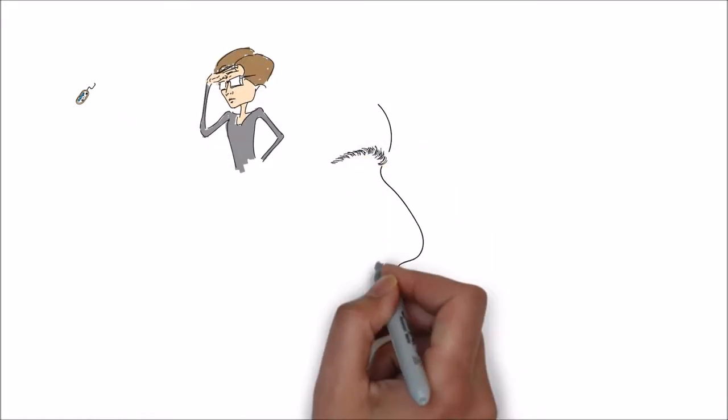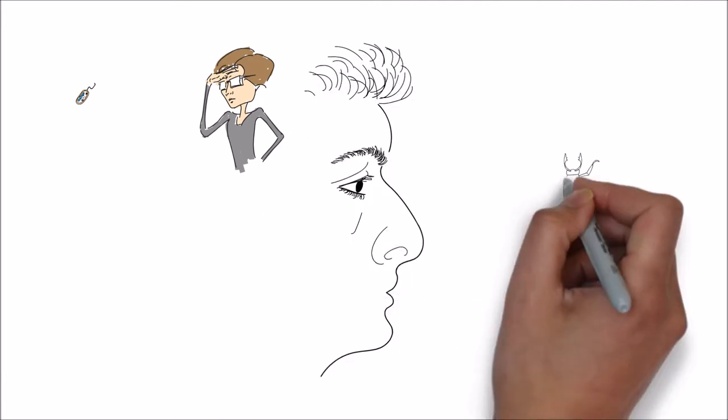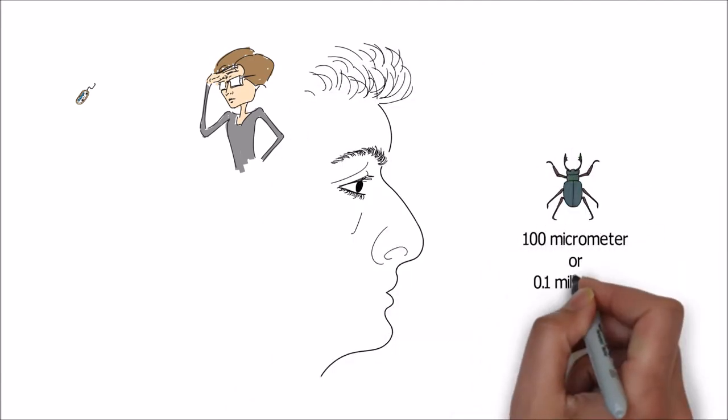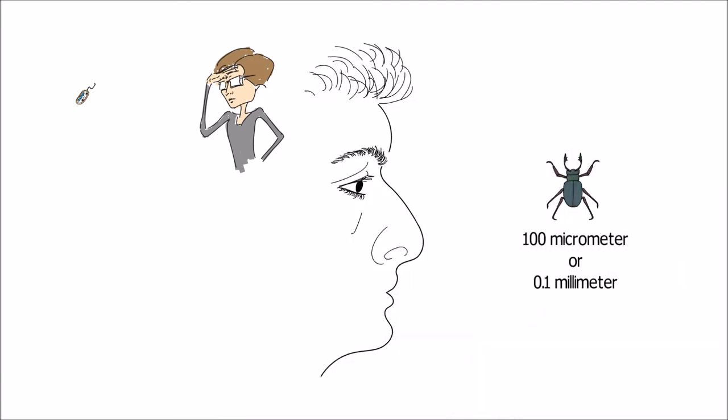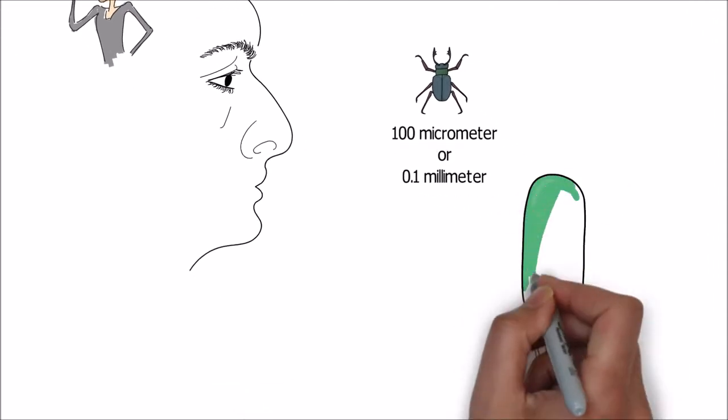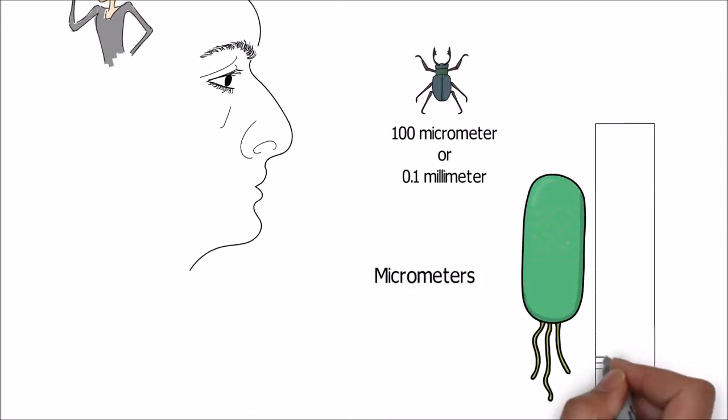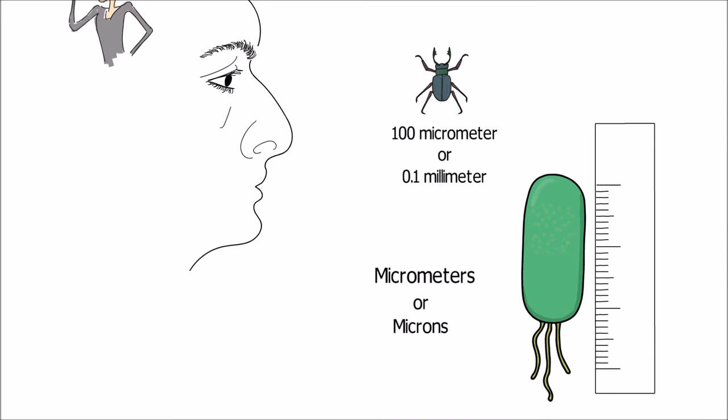Microbes are too small to be seen with the naked eye. A normal human eye can see any object of 100 micrometers, or 0.1 millimeter, in size. Microorganisms are measured in micrometers, also called microns, which is a metric unit of measure for length.